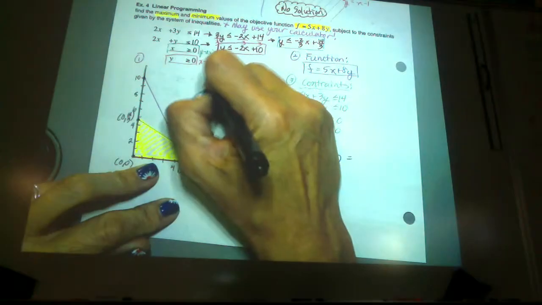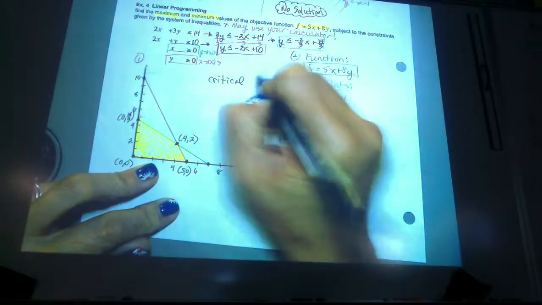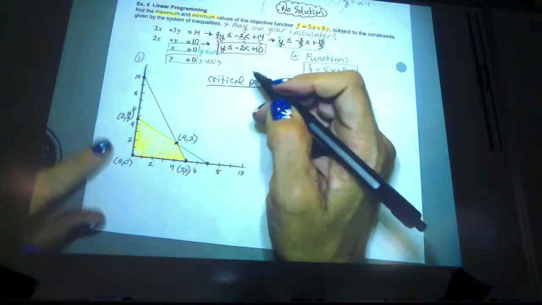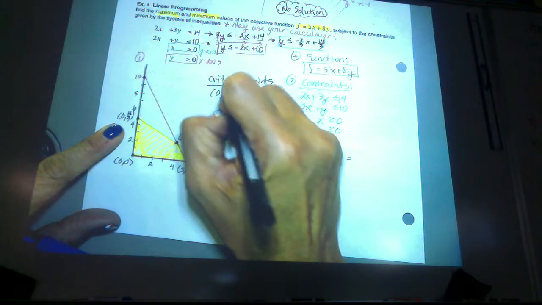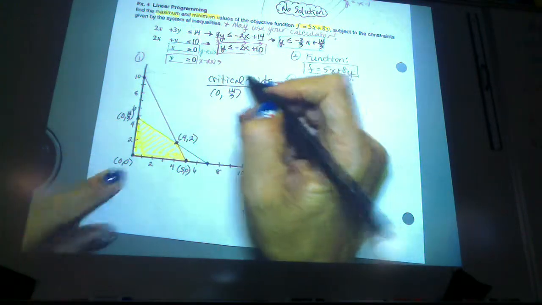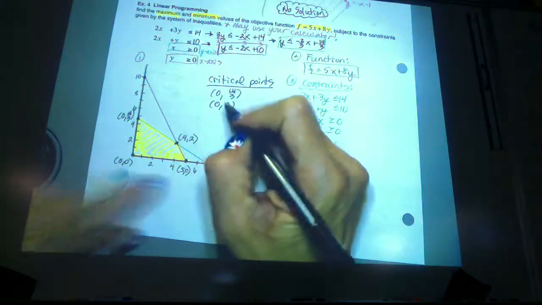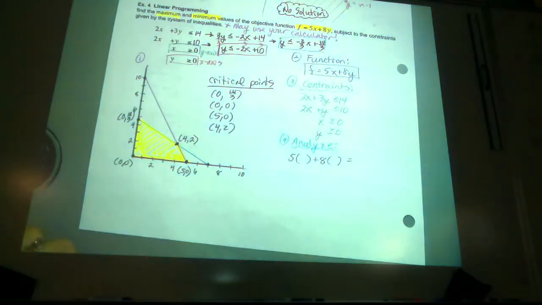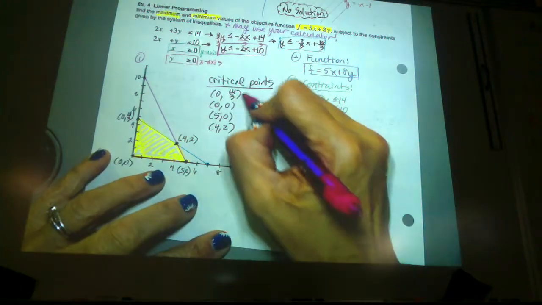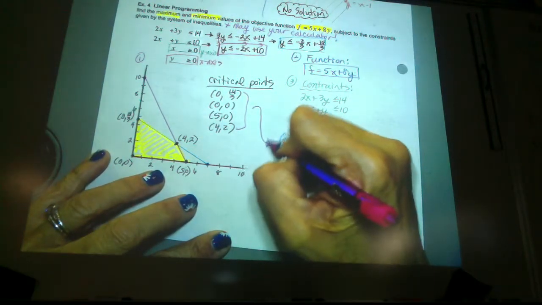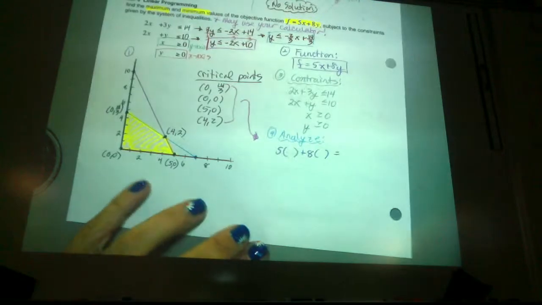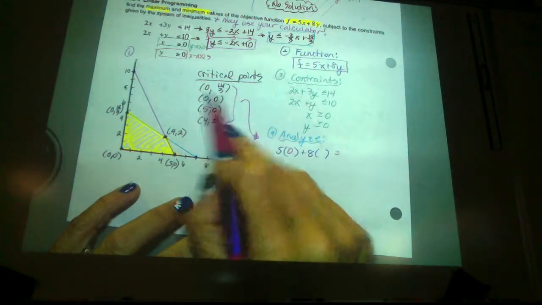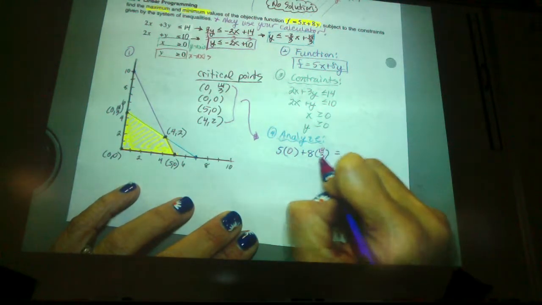So let's write out those critical points. So those critical points, let's list them. We had 0, 14 thirds. We had 0, 0, 5, 0, and 4, 2. So we're going to use all of these in our analysis. So start with your first point. We're going to plug in our x value is 0, our y value is 14 over 3.